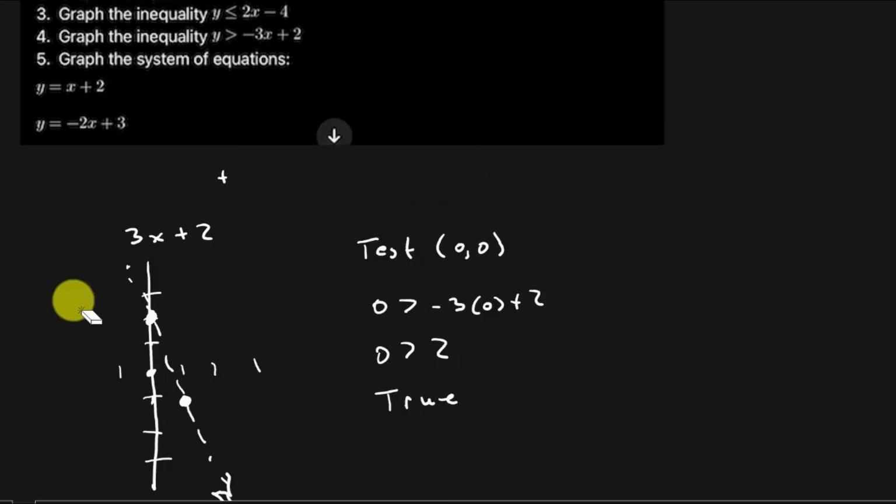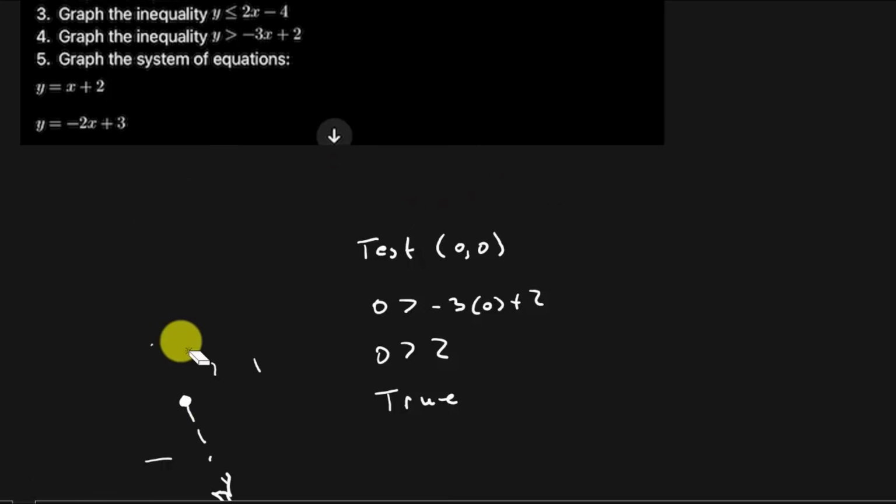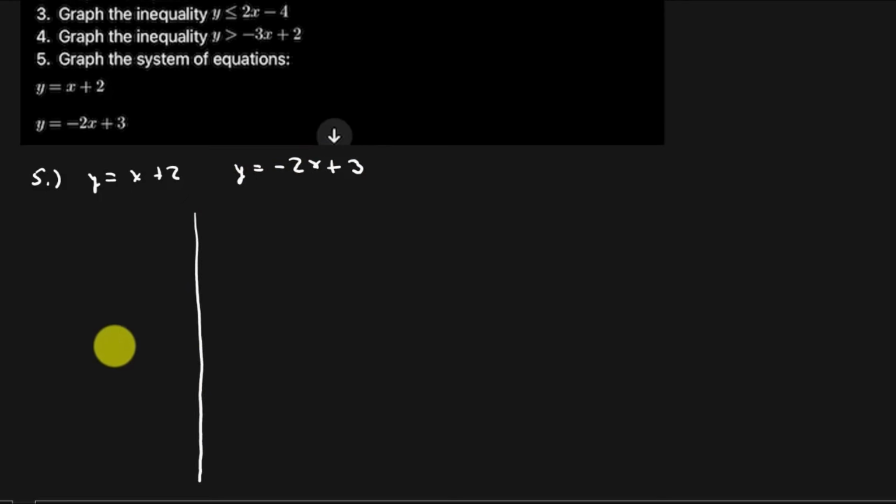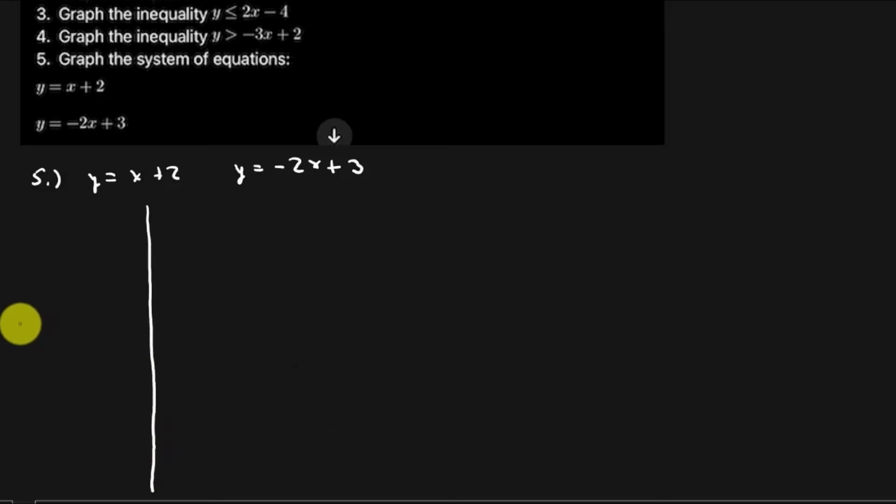All right. Last problem. And then I'm going to show you something that really, really surprised me. All right. So number 5, we got y equals x plus 2, and we've got y equals negative 2x plus 3. So this is just a system of equations. Let me write this up here.